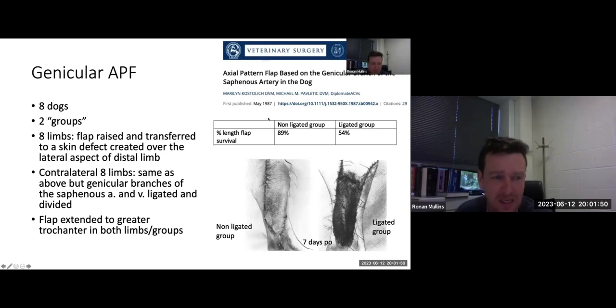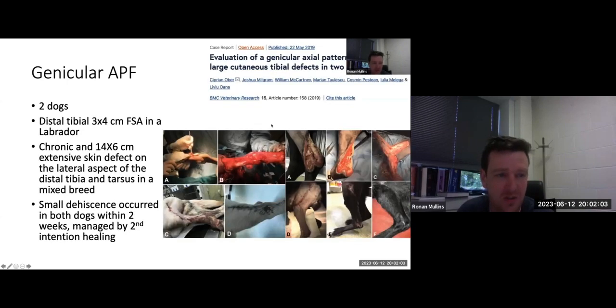But I think we can take something else from this study, and that is that there isn't 100% flap survival here. It was 90%. And it's important to say that the flap extended to the greater trochanter on both sides. So about 90% from this experimental older study.